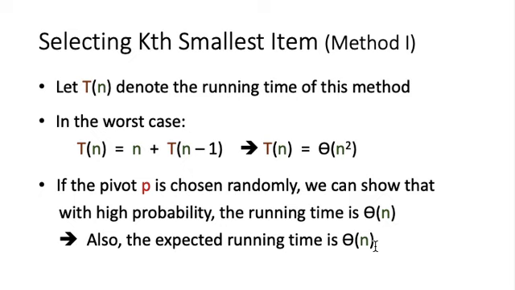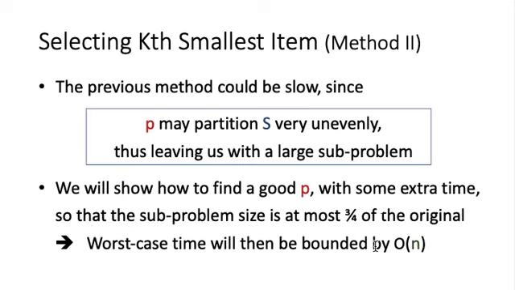So making use of this partition idea actually is not bad. But we want to ask further, can we still do better? Now, if we want to do better, let us check what was the problem in the current method. When we are doing the partitioning, the item P that we choose may not be a good one, so it may partition S very unevenly.